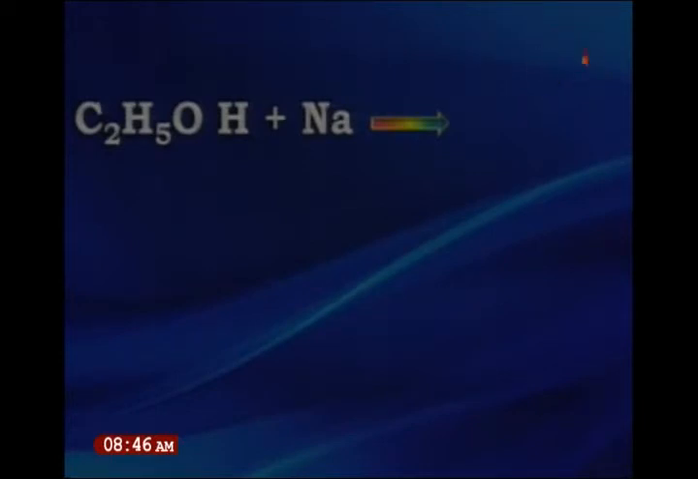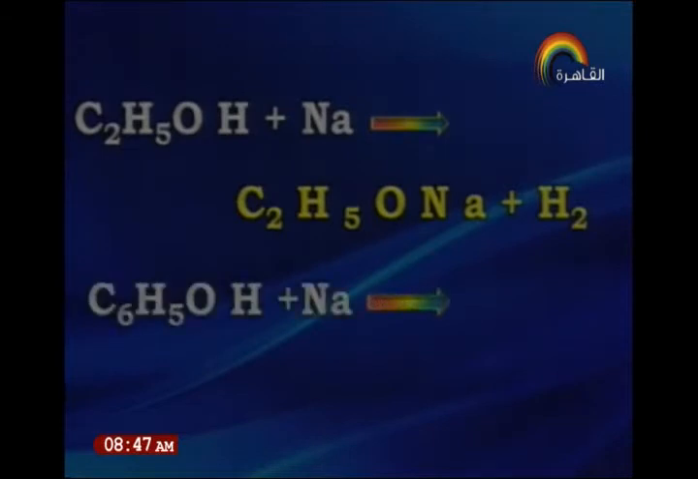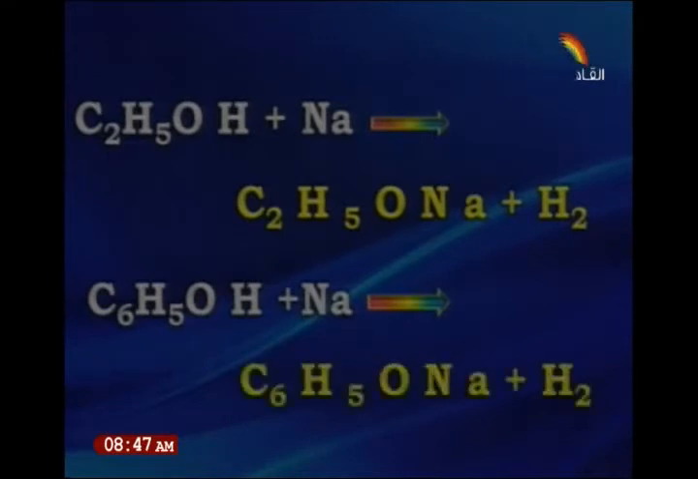C2H5OH, this is ethanol, plus sodium. In this case, hydrogen will be evolved and form C2H5ONa. It works as an acid. We know that. Also, phenol plus Na. By the same method, what is the gas evolved here? Directly H2. And you have a benzene ring C6H5ONa. I like this. Tell me what you have now. It's acid. Look at this.